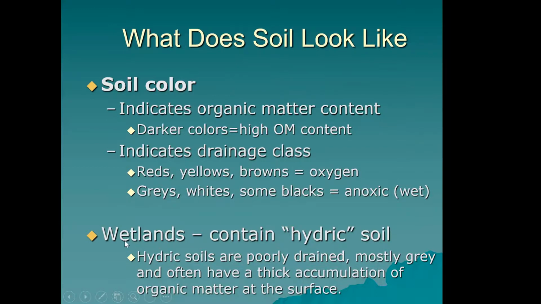I should mention there's one special type of soil called hydric soil. It's a really specific wet soil. Hydric soils are poorly drained soils that are mostly gray and often have a thick accumulation of organic matter at the surface. Why is it important to know what a hydric soil is? In order to be considered a wetland by legal classification, the wetland has to contain hydric soil. So a lot of times when people are out determining the extent of wetlands and what wetlands are protected and what wetlands can be built upon, they're looking to see how much hydric soil is present there. And if there is not hydric soil, there isn't a wetland. If there is hydric soil, there can be a wetland.